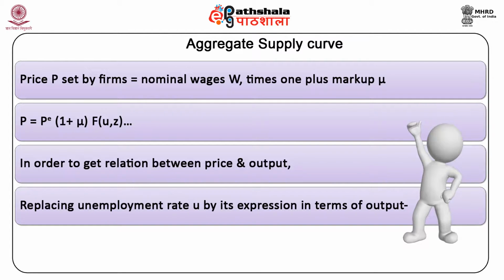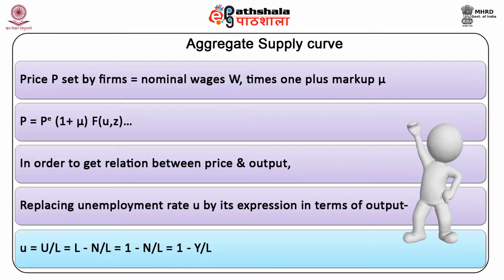In order to get a relation between price and output, replace the unemployment rate U by its expression in terms of output: u is equal to U upon L, which is equal to (L minus N) upon L, which is equal to 1 minus N upon L, which is equal to 1 minus Y upon L. The first equality follows from the definition of the unemployment rate. The second equality follows from the definition of unemployment. The fourth equality follows from the specification of the production function, which says that to produce 1 unit of output, 1 worker is required, so Y is equal to N.